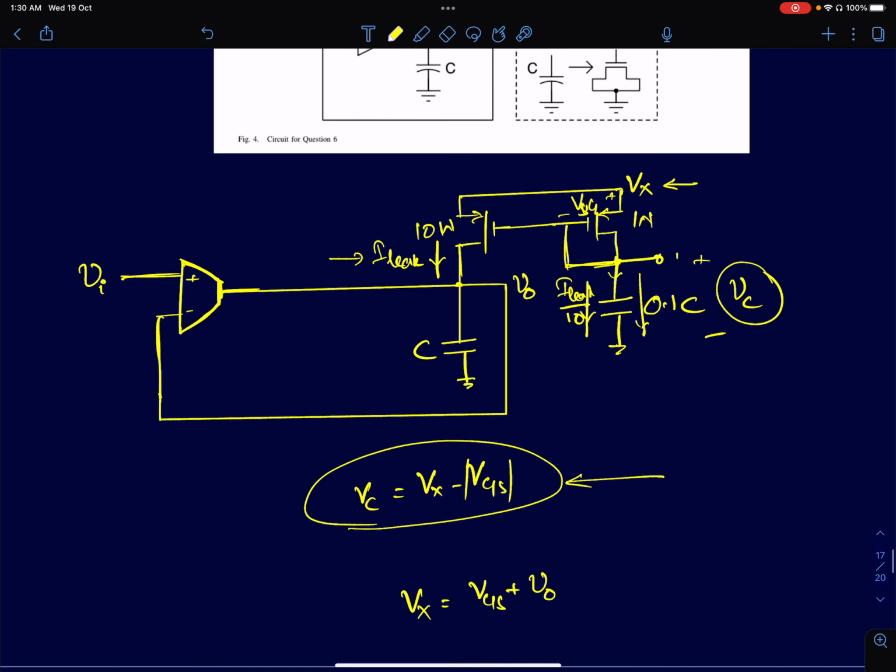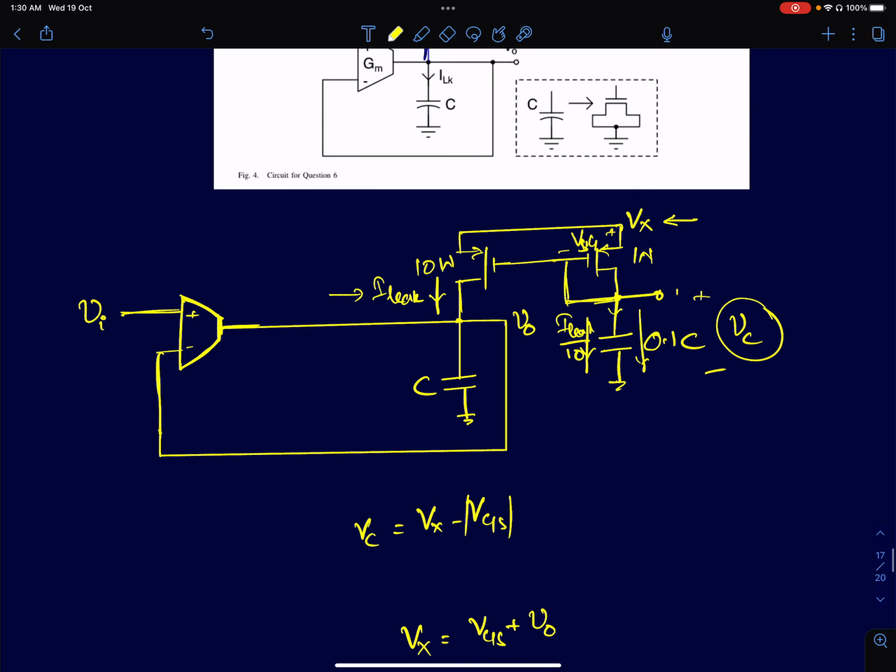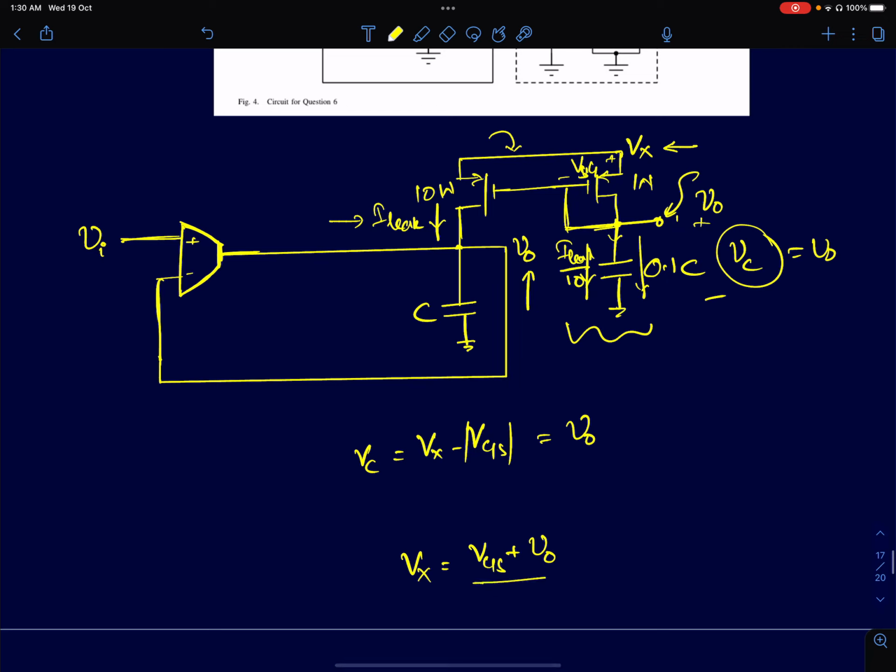Now that voltage should exactly be equal to V0. If you want to accurately estimate the leakage current, you have to ensure that the voltage in the replica or the leakage measuring circuit is very similar to the main circuit. So if this node voltage is V0, you also have to ensure that this output voltage VC equals V0. I'll equate this to V0, and that gives me the supply voltage of this current mirror, which happens to be VGS plus V0. So this is how I thought.